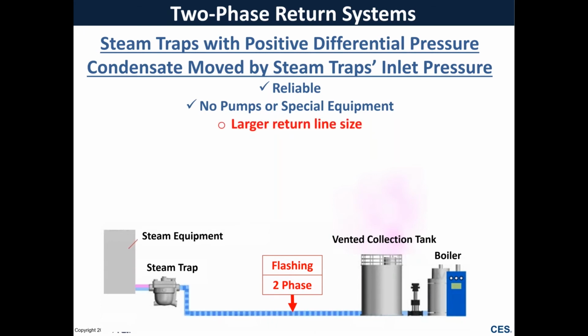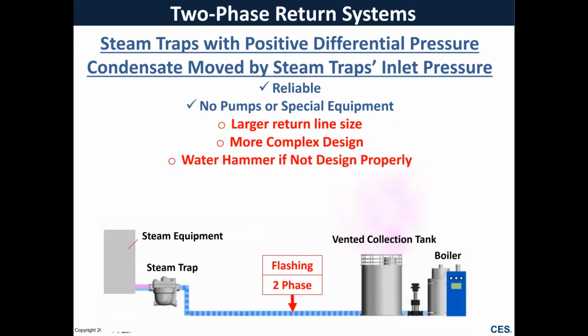Now, some downsides are that it does require a much larger condensate return line size because we have to deal with that large volume of flash steam. And the design of our piping system can be a little bit more complex because we have to deal with that two-phase flow. And if it's not designed properly, we can experience things like water hammer. If we're trying to lift that condensate and flash steam overhead, it can cause some problems if not designed properly.